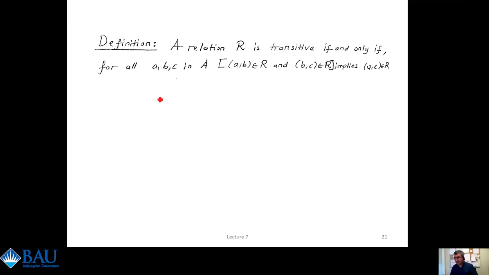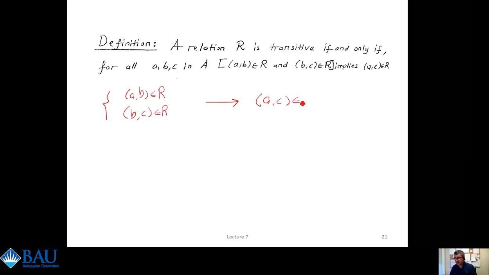What's a transitive? Pay attention, if we have an AB in relation, and also we have a BC in relation, then you have to check AC in the relation. If we have AB, BC, then check AC. At that time we call it, okay, that relation is a transitive relation.